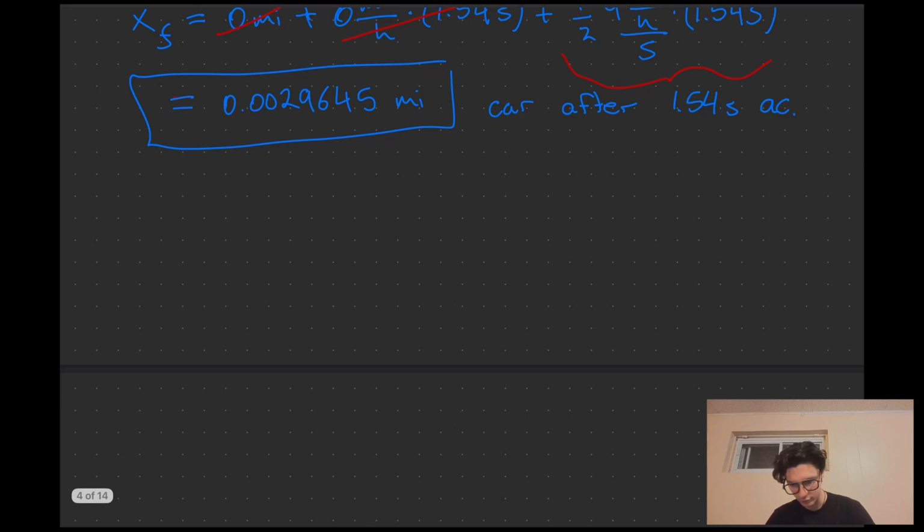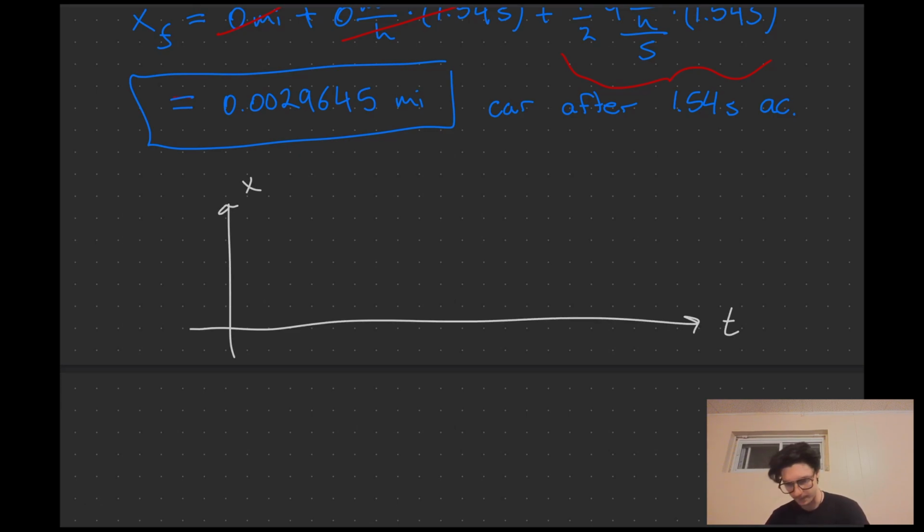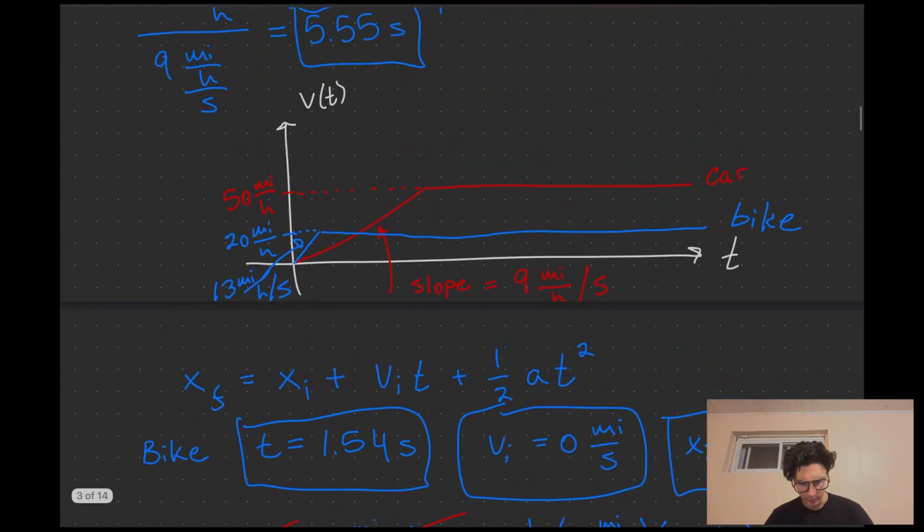So what have we done here? Let's draw a little graph of the position as a function of time. What color did I use for the car? I used red.